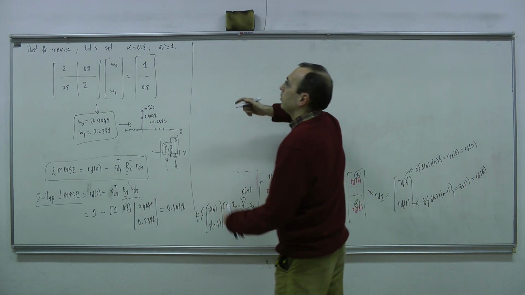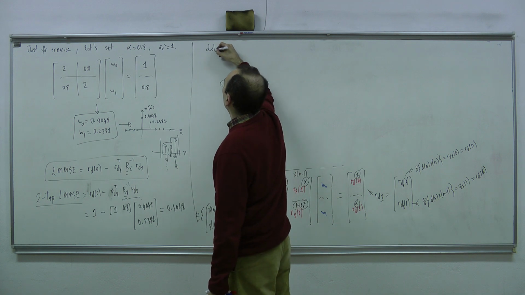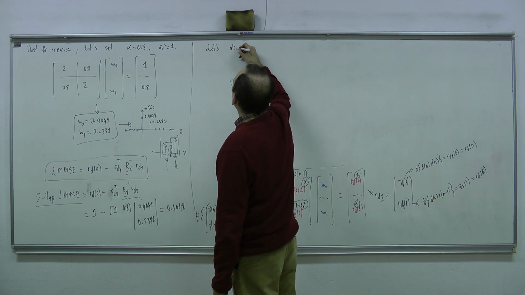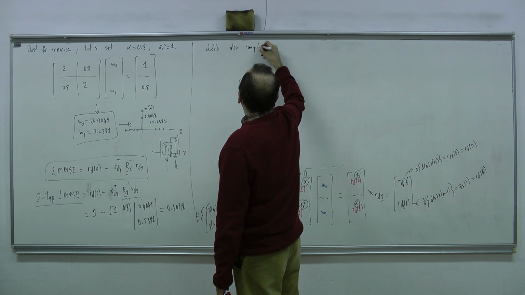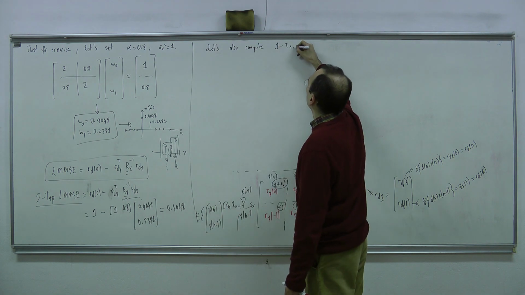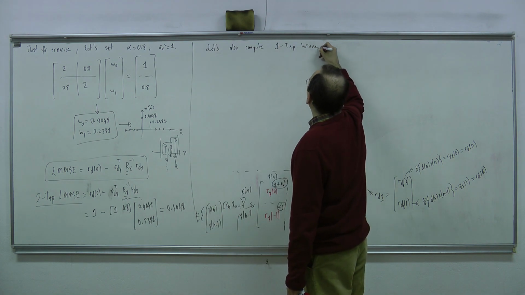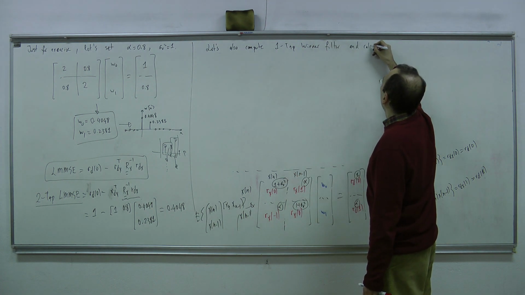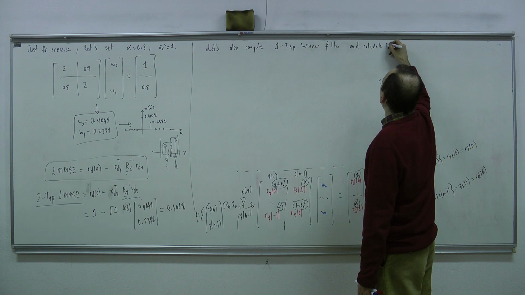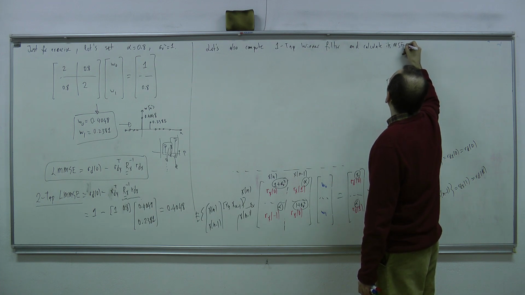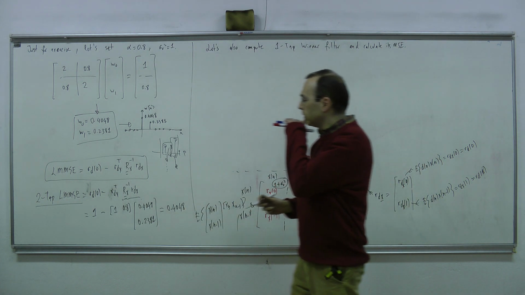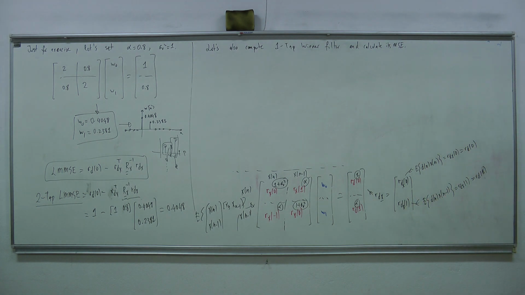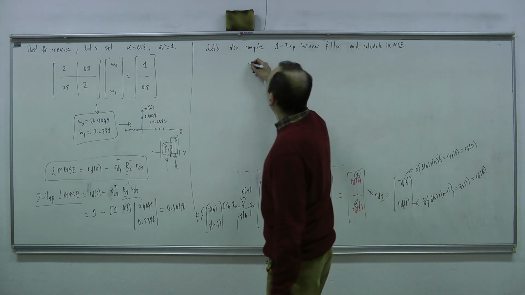So this is the end of the problem, but also let's do this. Let's also compute the one-tap Wiener filter and calculate its MSE, and compare with this. Okay, but one-tap filter. So what's a one-tap filter?